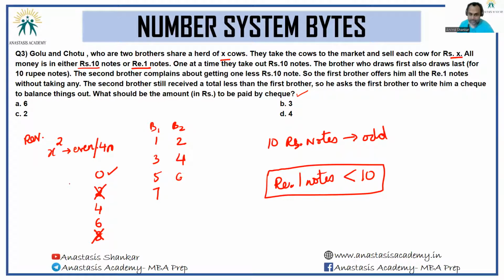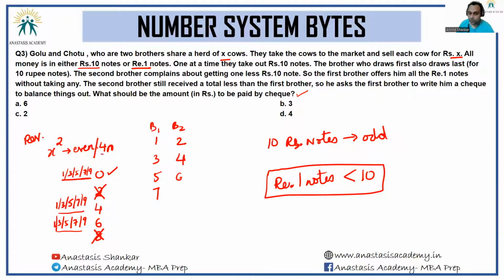Okay. Next thing, we are told that the tens digit, whatever amount of money they had, was odd. The number of 10 rupee notes was odd. So the tens digit is odd. So either the tens digit was 1, 3, 5, 7, or 9.